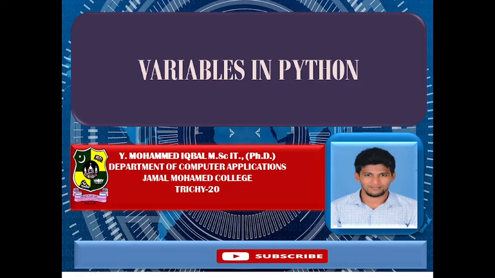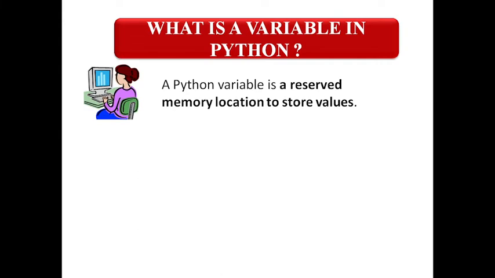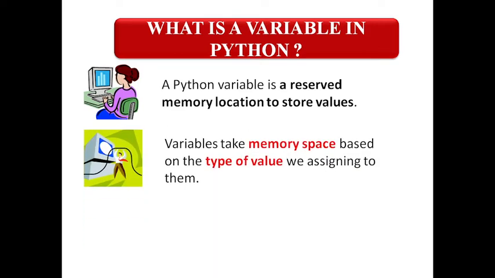In this video, we are going to discuss a very important and basic thing for programming languages: variables in Python. Here we go. What is a variable? A Python variable is a reserved memory location to store values, which means with the help of variables we can store the data in memory. And the second thing, variables take memory space based on the type of value we assign to them.